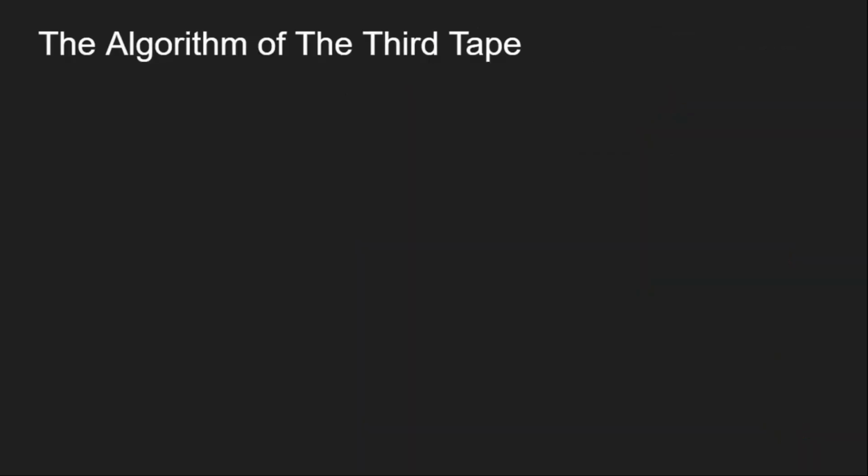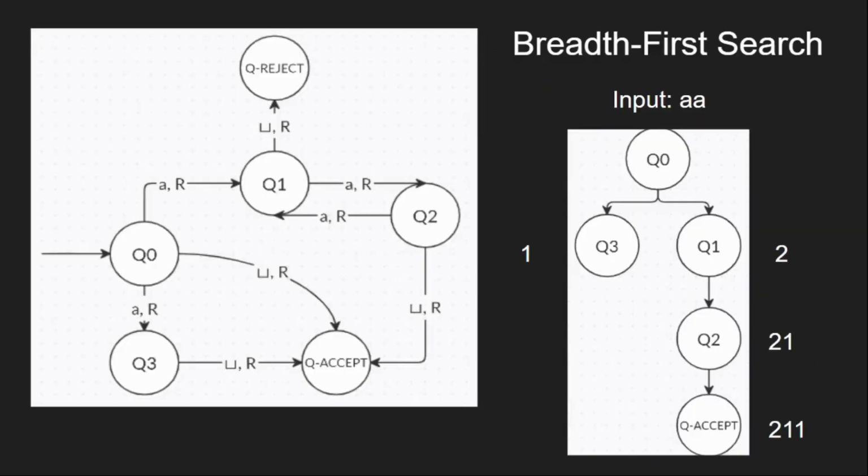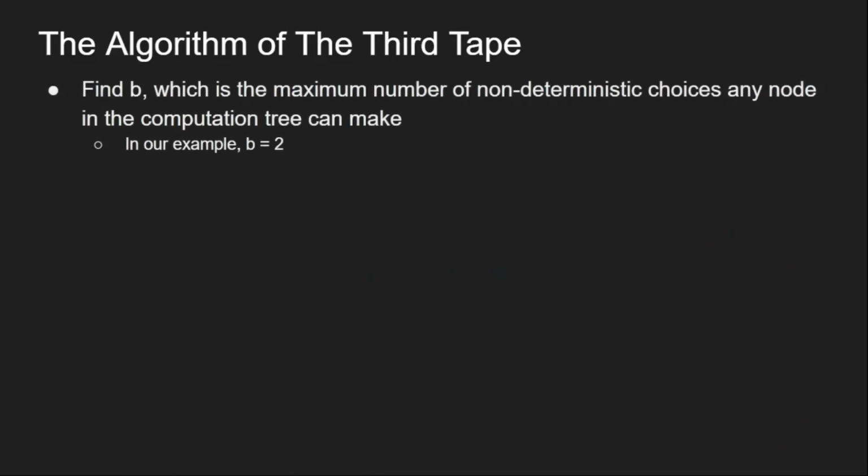Now, to understand this algorithm, we're going to start with B, which is the maximum number of non-deterministic choices any node in the computation tree can make. In our example, B equals 2. I'll scroll back to show you. Node Q0 can make 2 choices, and that is the most number of choices that any of the nodes in the tree can make. So B is 2.